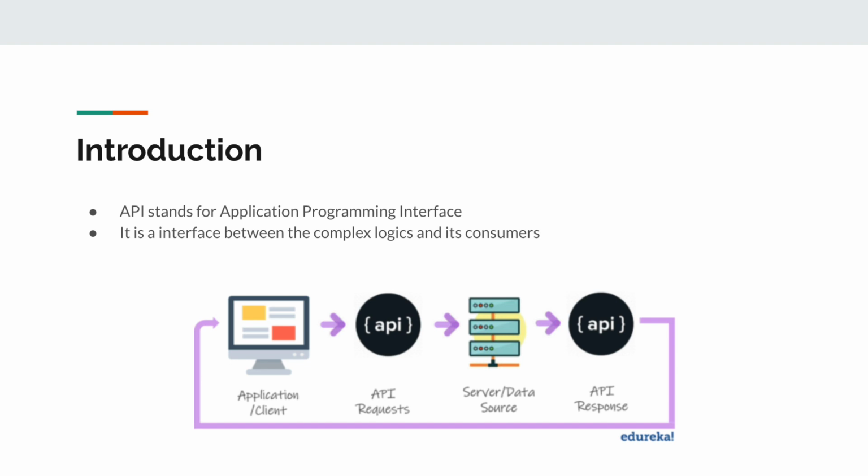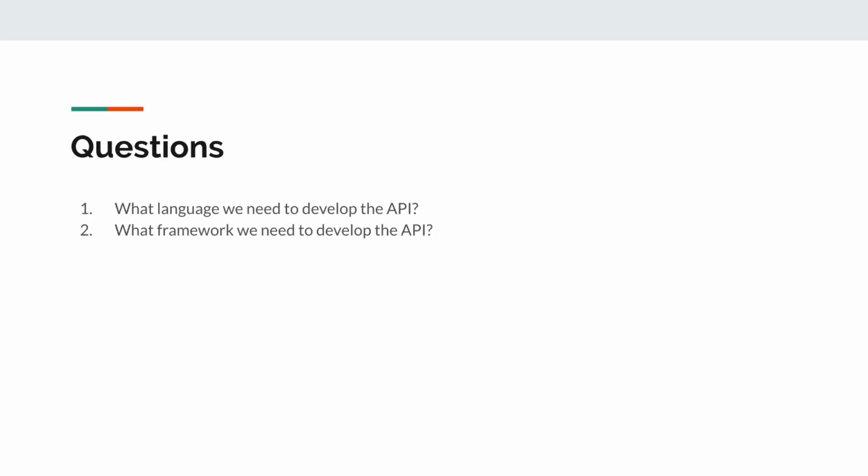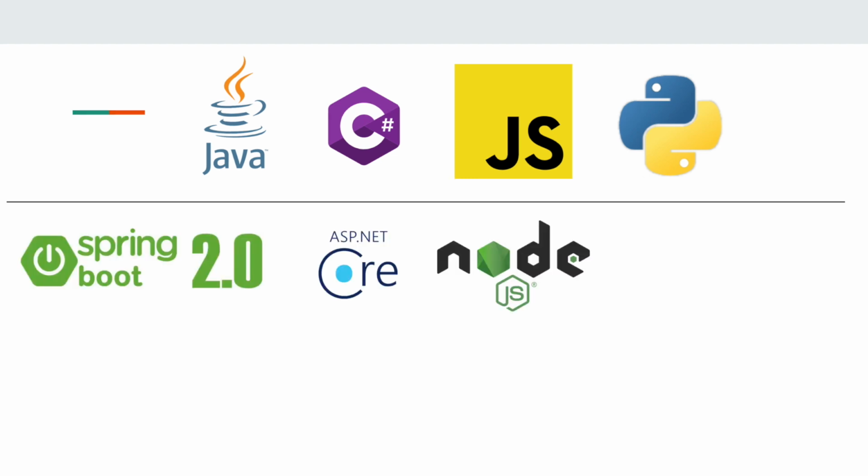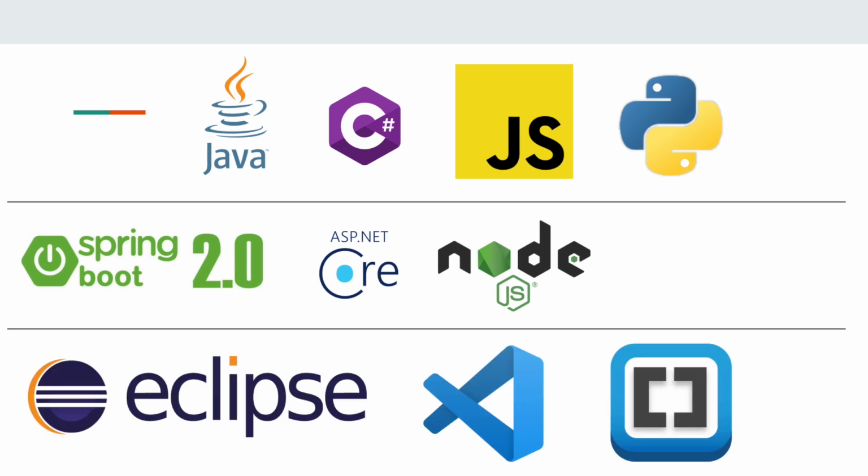Hope you understand the basic concept of the API. Now let's go and develop some API. You may get the following questions: what language are we going to use to develop the API, and what framework are we going to use to run it? The answer is it's actually infinite. We can use any backend language such as Java, C Sharp, JavaScript, Python, whatever, to develop the API. Similarly, we can use any web framework such as Spring Boot or Spring, ASP.NET, Node.js, or Python libraries to run the API. And the same goes for the editor we are going to use.